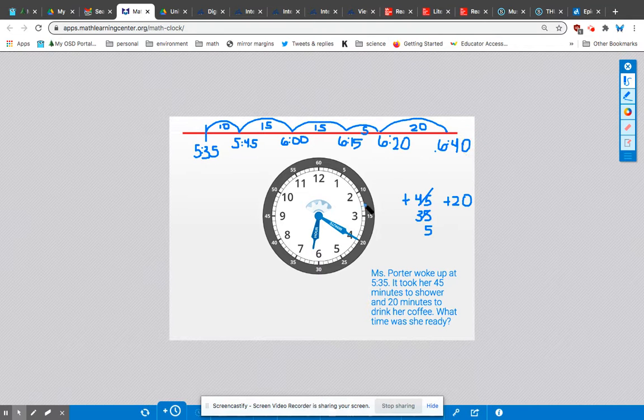Let me try it on the clock and see if I get the same thing. So I just have to add 20 minutes. 5, 10, 15, 20. Look, 6:40. That's what time I was ready to go for the day. So I did that and I did that. So our answer is 6:40. So there's two different ways you can do it. The timeline, or you can draw a clock if you don't have an app like this.